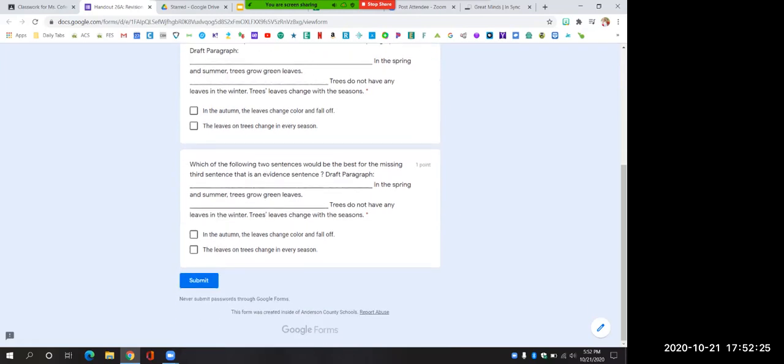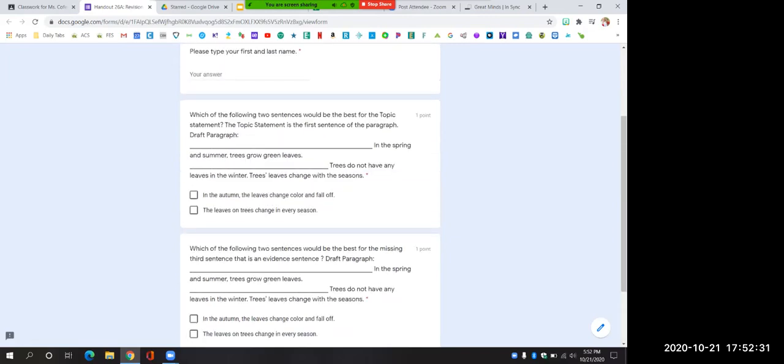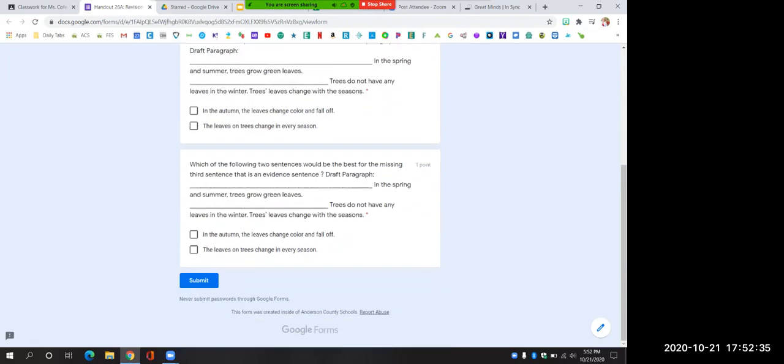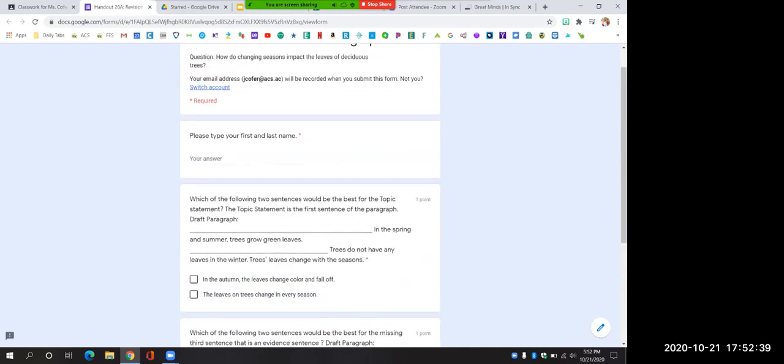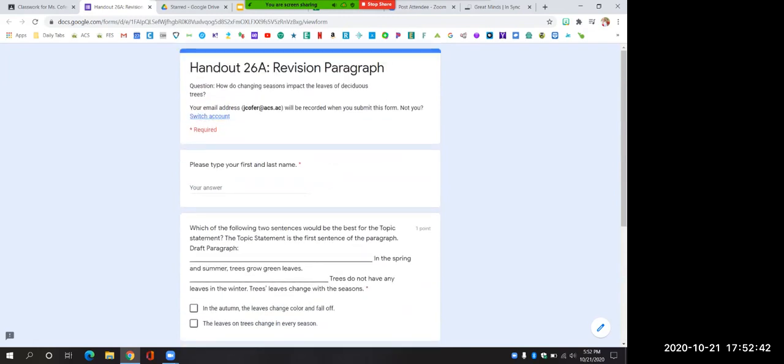And then down here, you're going to choose which one goes in the third missing sentence, okay? So the first box is for the first sentence. The second box is for the third sentence. Okay, so you're just going to click the box of whichever one that you think it is. So go ahead and do that now.